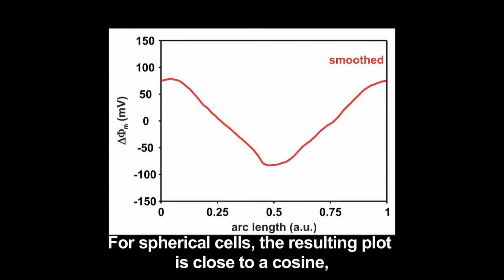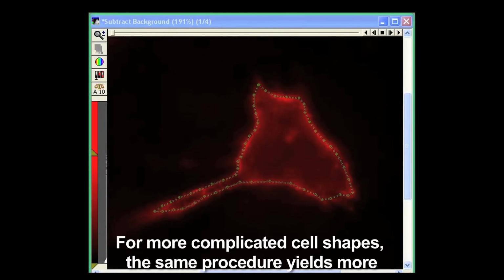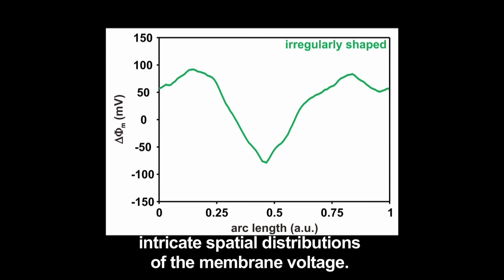For spherical cells, the resulting plot is close to a cosine, in agreement with the Schwann's equation. For more complicated cell shapes, the same procedure yields more intricate spatial distributions of the membrane voltage.